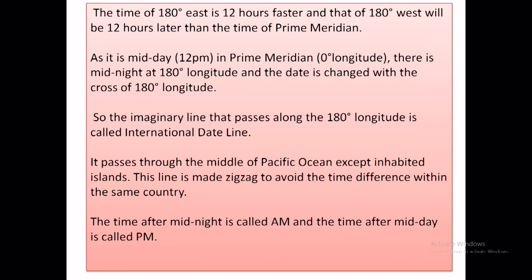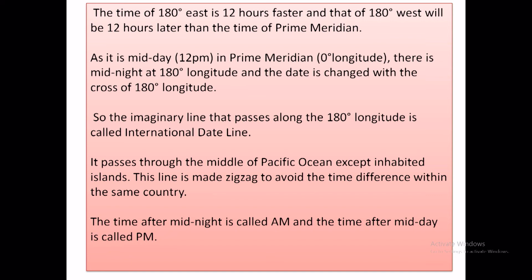Next is the definition. We can define the international date line as an imaginary line that passes along the 180 degree longitude. The international date line passes through the middle of the Pacific Ocean, except in some uninhabited islands where there is no human settlement, and it is not straight like the prime meridian, it is zigzag.